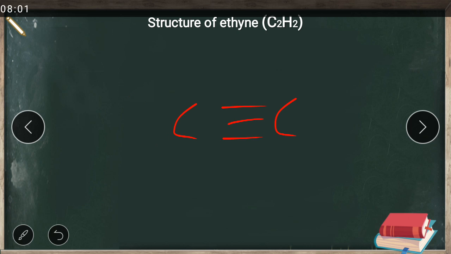If we put a triple bond, the remaining valency for each carbon will be 1, a total of 2. Now the 2 hydrogen given in the formula can satisfy the remaining unsatisfied valency of carbon. So this is the structure of ethane.